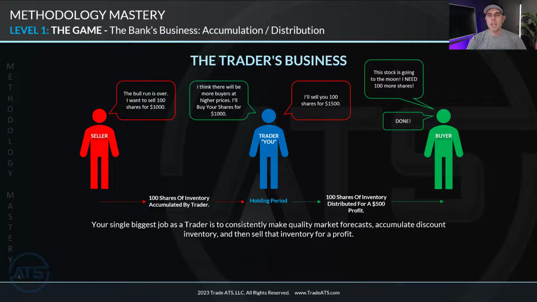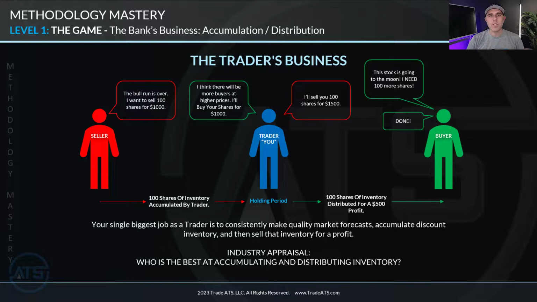But if you're just getting into this business, going along with what we've been talking about throughout this entire lesson, you need to do an industry appraisal. You need to ask yourself, who is the best at accumulating and distributing inventory? Because that's how profits are made. Who's the best at that? The banks are the best at that. So it would make sense that we mirror their business model.